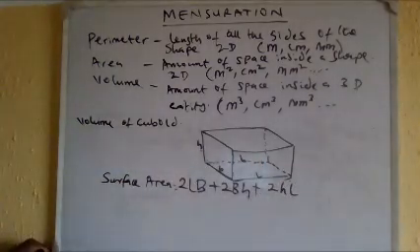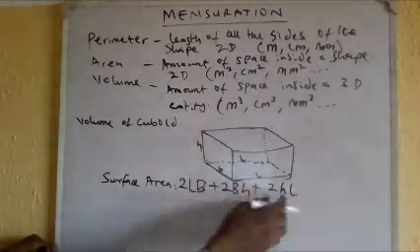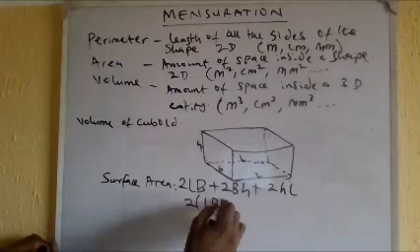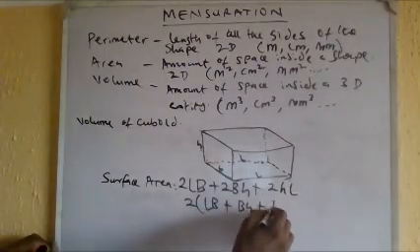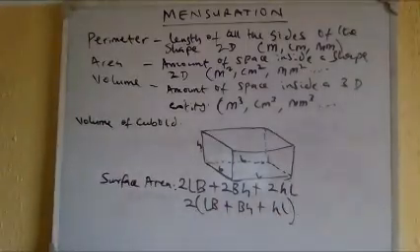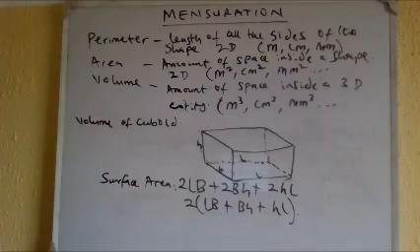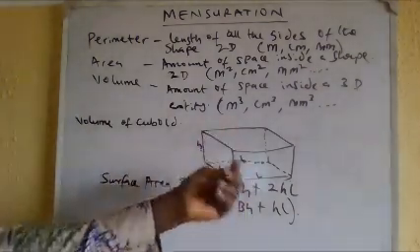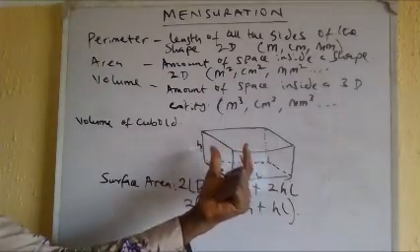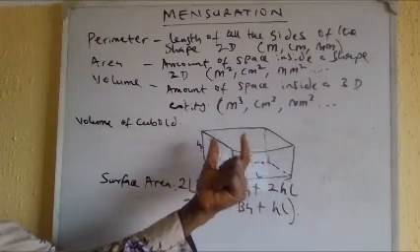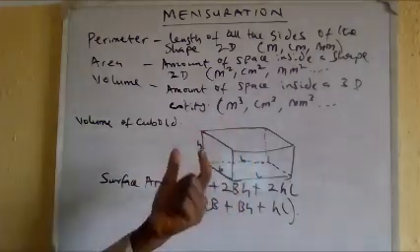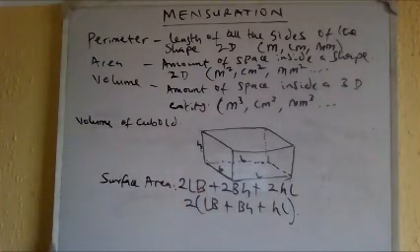You understand? So you can decide to say 2 is common in all these terms. So I can bring 2 outside: 2 times LB plus BH plus HL. So that is the surface area of a cuboid. So you can do the same thing for a cube. A cube is a cuboid that has six sides with 6 equal parts. All the sides are equal. If you look at the old sugar cube that we used to have, that's a typical example of a real cube. Okay, so we have seen surface area of a cuboid and invariably a cube.